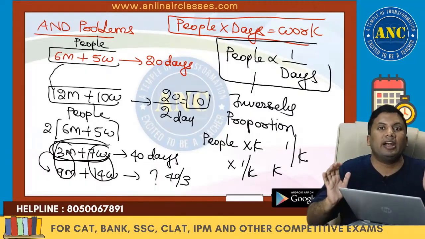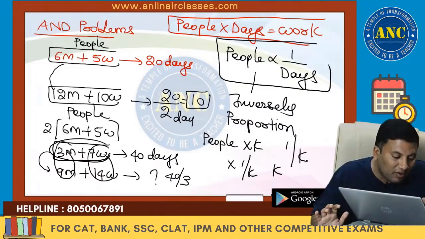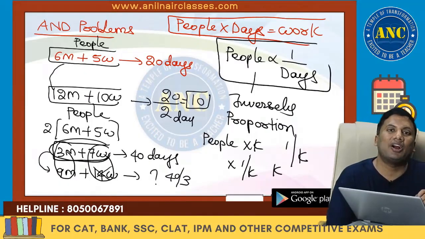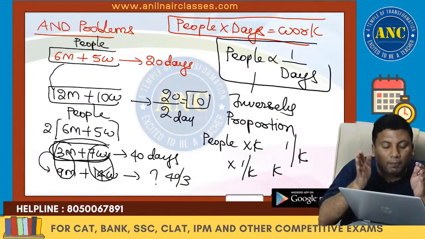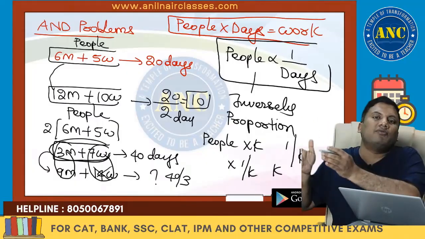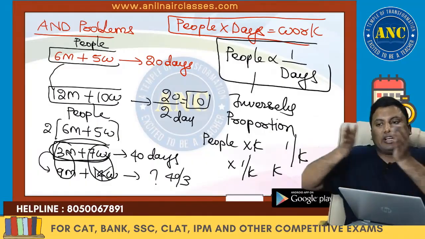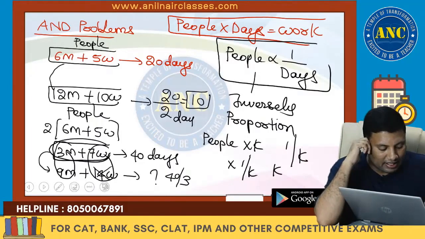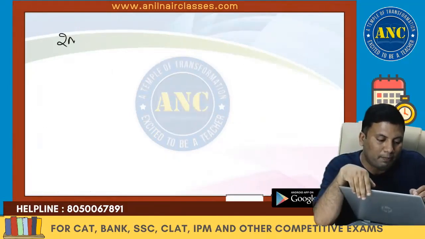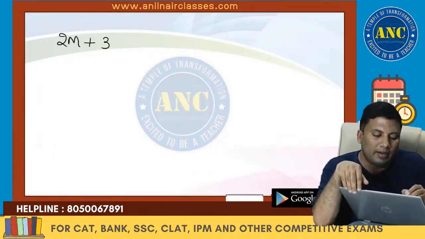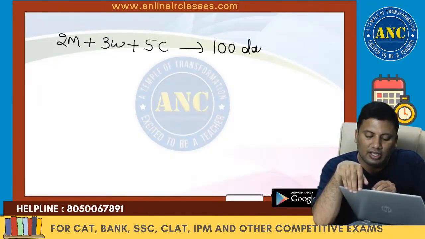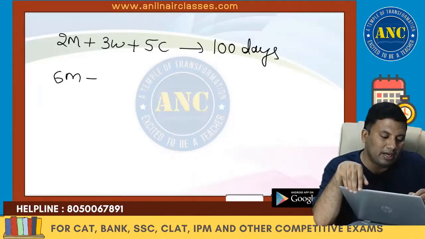If I consider men and women together as people, the entire value should be multiplied by 3. This should ideally be 21w, it cannot be 14w. So if the entire people become x times, days will become 1 by x times. If people become 4 times, days will become 1 by 4 times. When I say people, I mean the entire value. This is an extremely important note, sir. 2m plus 3w plus 5 children will take 100 days. 6 men plus 9w plus 15c.